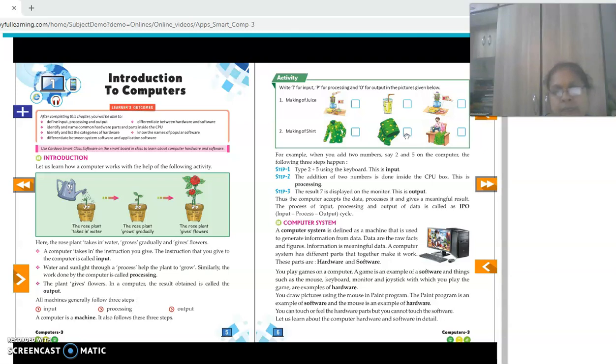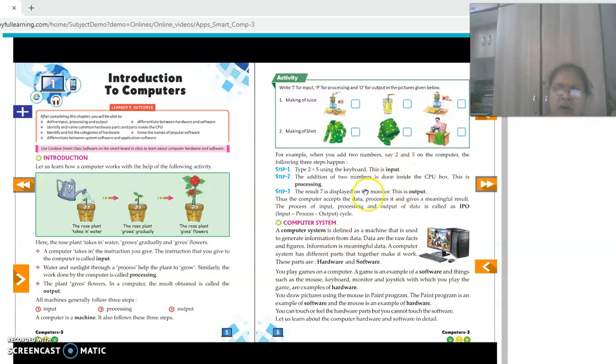So all of you, please write down the I here. The middle picture shows the input. And the third picture shows the processing. And the first picture shows output. So I, P, O. Have you done? All of you? Okay. Let us take the next example to understand the processing of your computer.